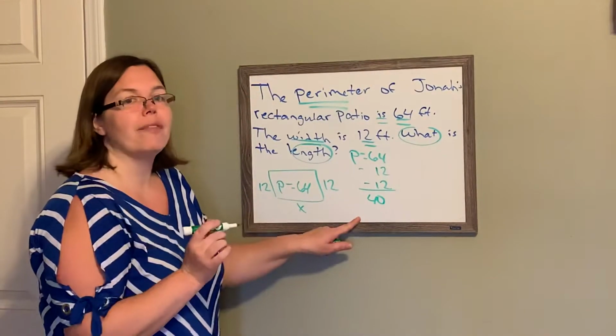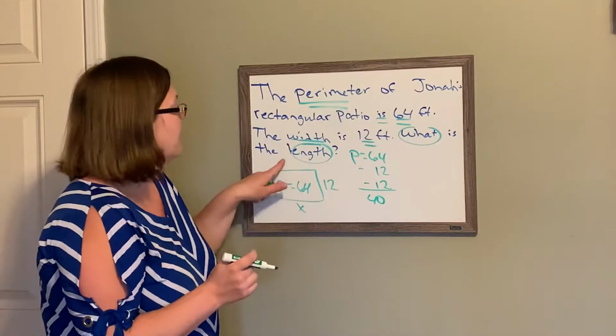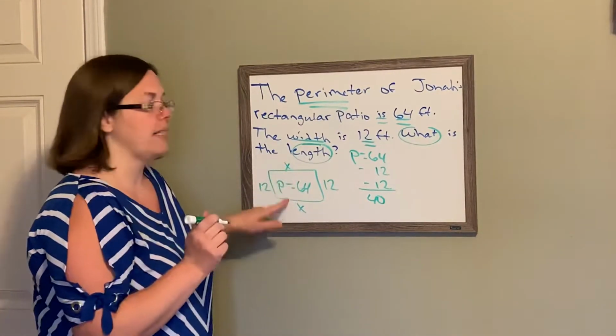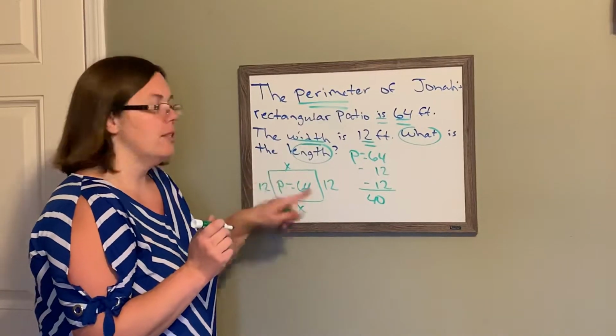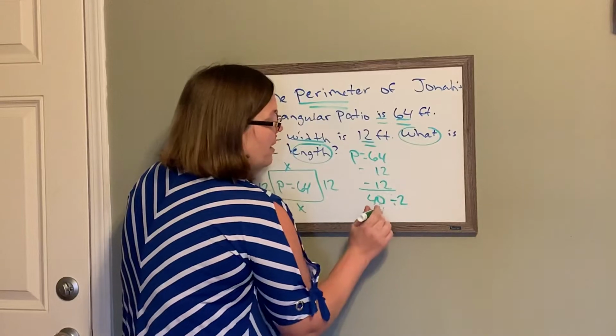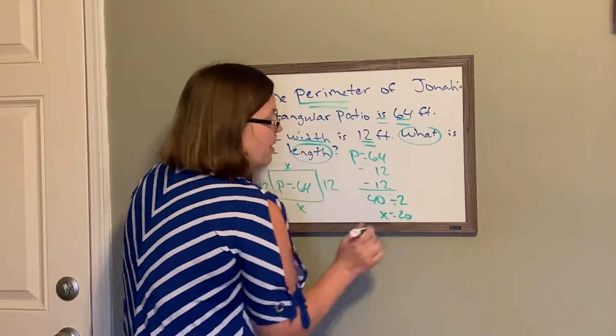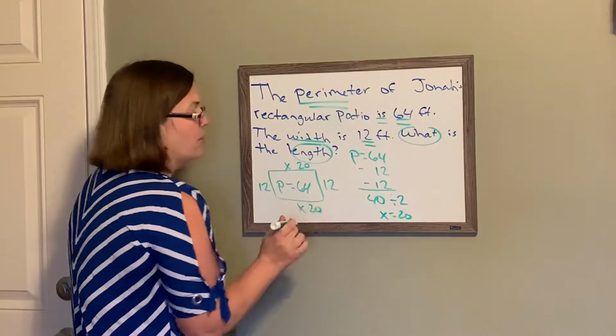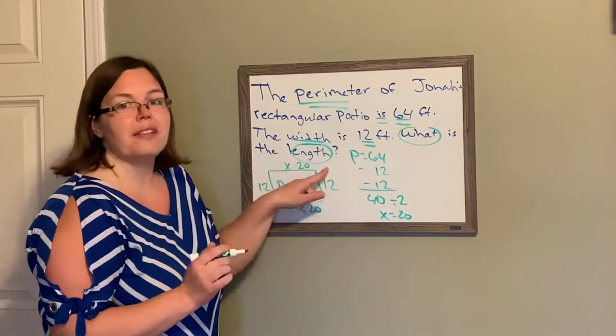This 40, however, is not my answer yet because it needs to be split between two sides. If this side is X, this side is X. So in order to split that 40, I need to divide it by 2. That way, X equals 20. So now I know that this side is 20 and this side is 20. So my length is 20.